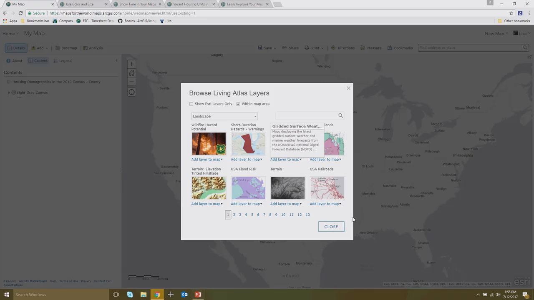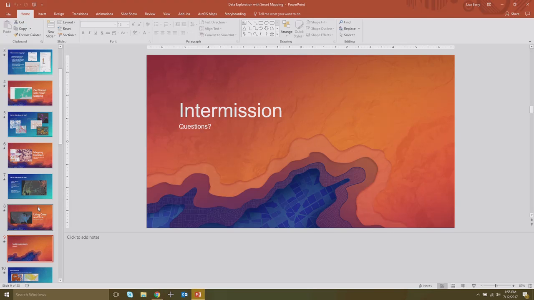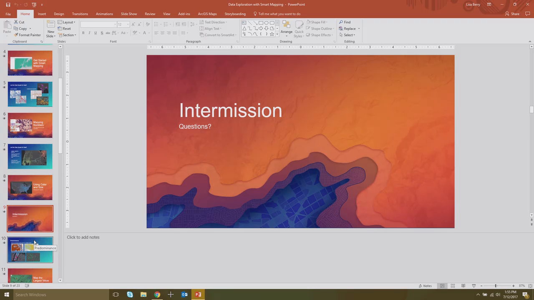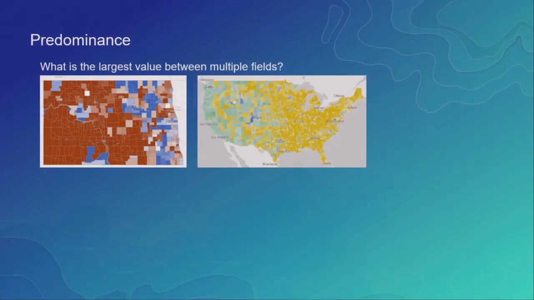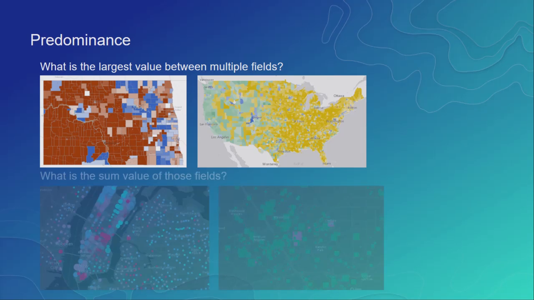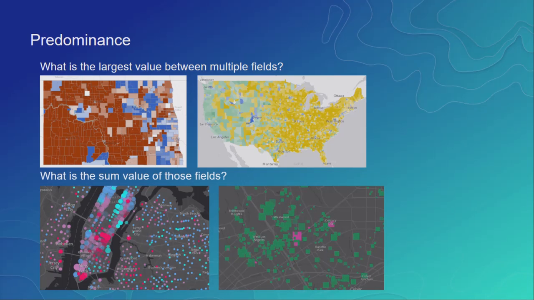So predominance. These two are really great examples of what a predominance map is. If you've ever seen an election map showing who won, Republicans or Democrats, red or blue, it shows who won between the fields. You can also show predominance through proportional symbols: who won and by how much. And it's not just with elections, you can do it with any sort of data. So I'll show you some examples with this demo.